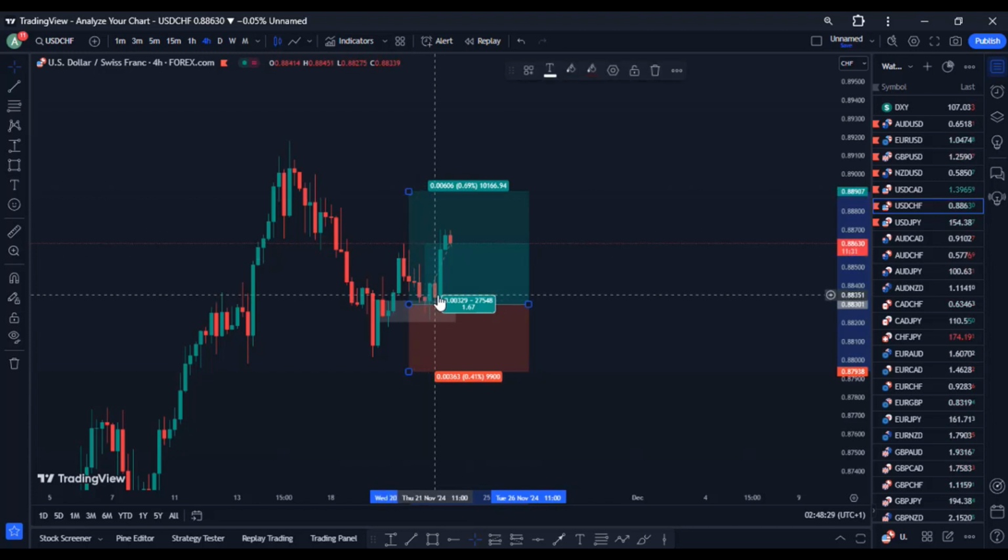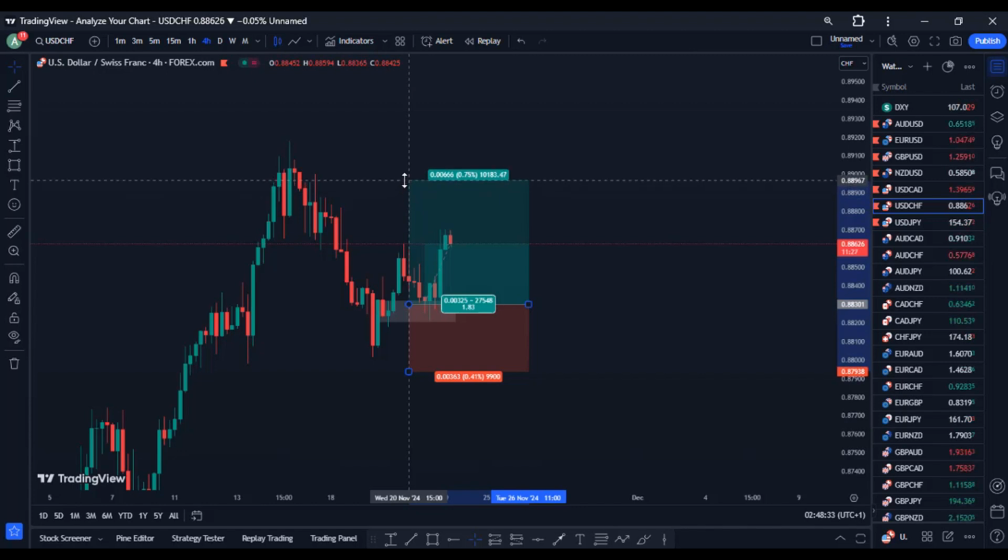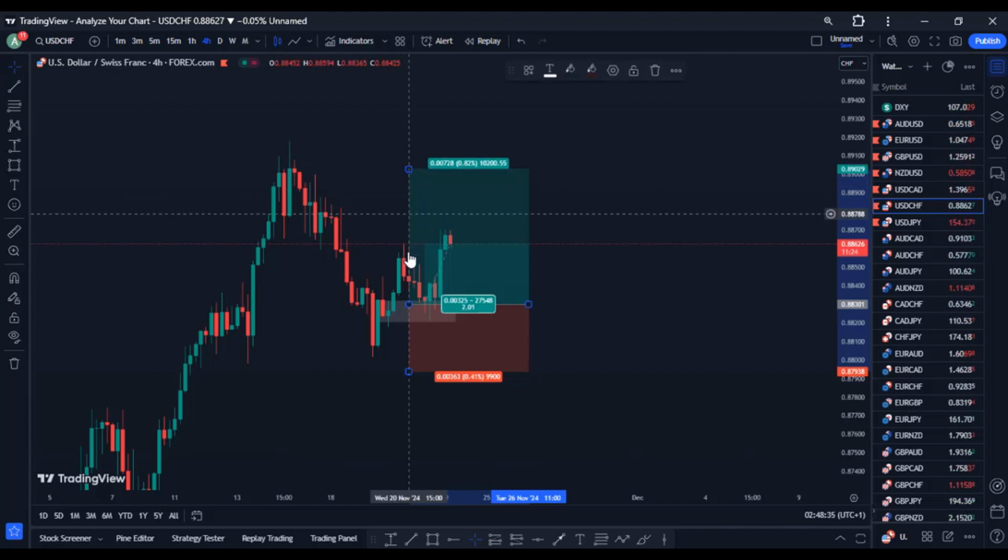So my entry is here, my stop loss is here. I'm going for 2 times 36 pips, because my stop loss value from my entry point is 36 pips. So I have to look for 2 times 36 pips to actually get 1 to 2. So this is around the area. Now, I think this is 72 pips or so. So that should give me 1 to 2.